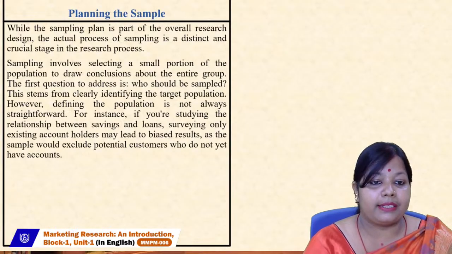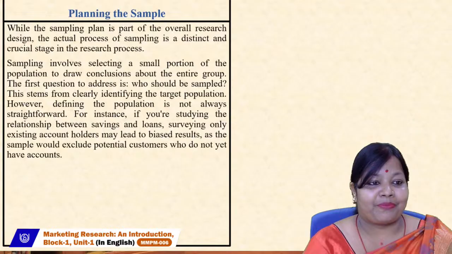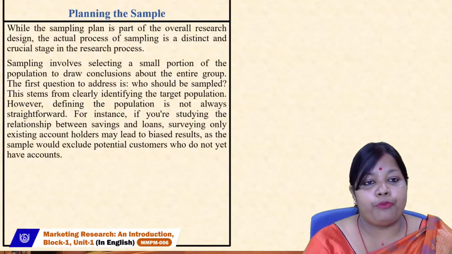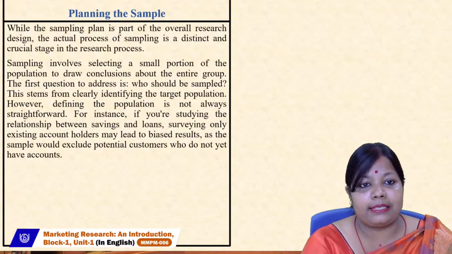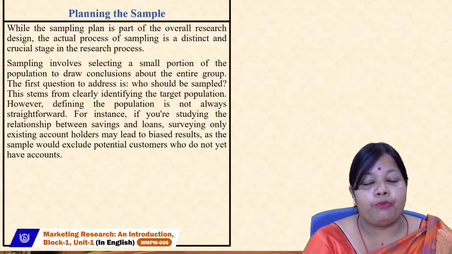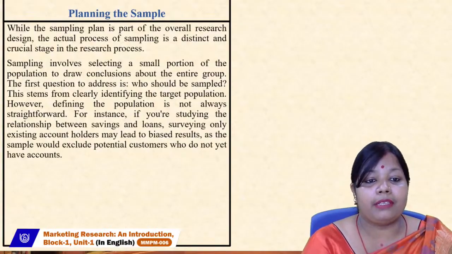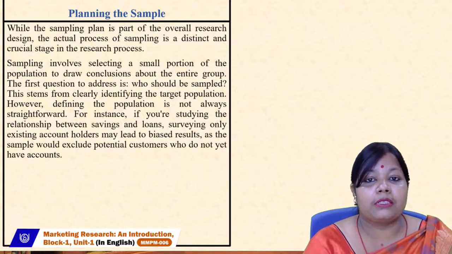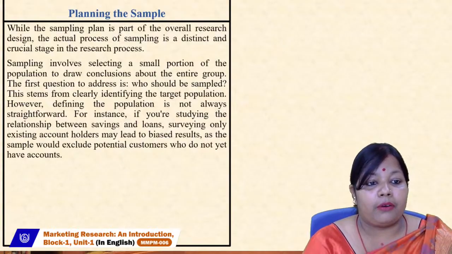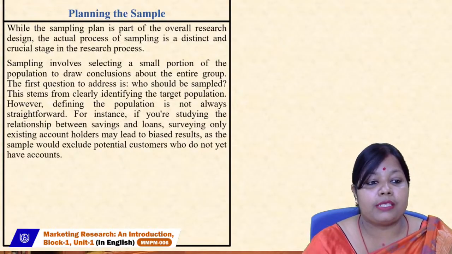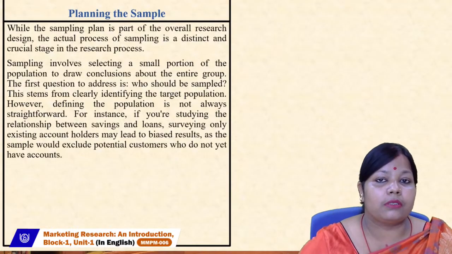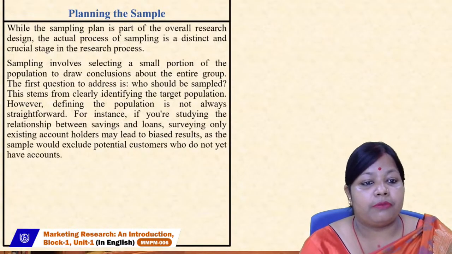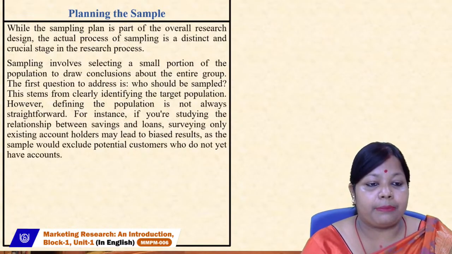The first question to address is who should be surveyed. This stems from clearly identifying the target population. So before going to sampling or collecting the data by using a sampling method, the researchers should have an idea of what the population is, from which population the researcher will collect the sample. However, defining the population is not always straightforward. Sometimes it is not very easy to find out the target population. But first of all, we have to define our target population.